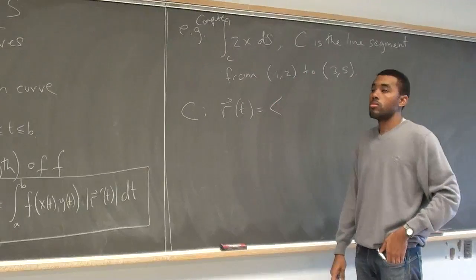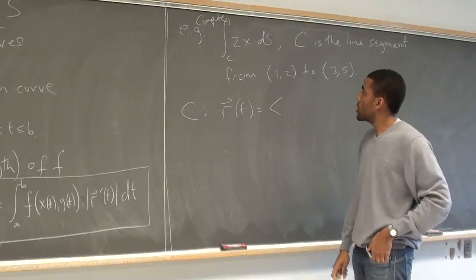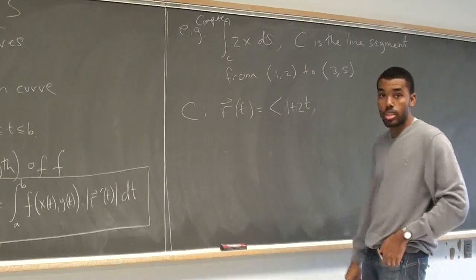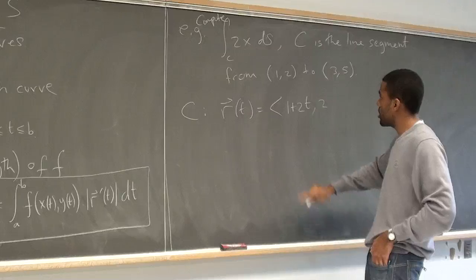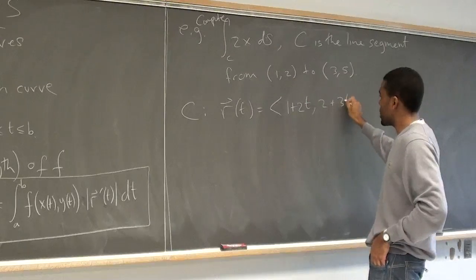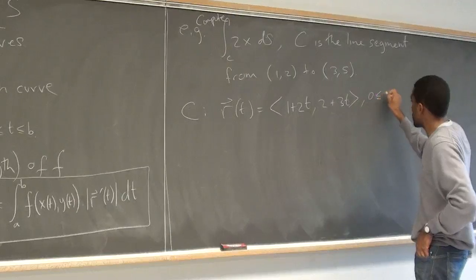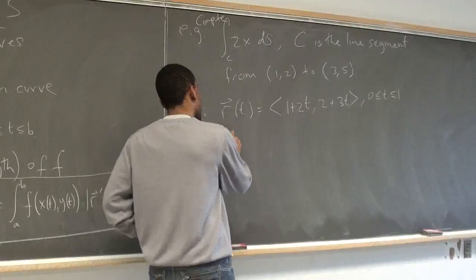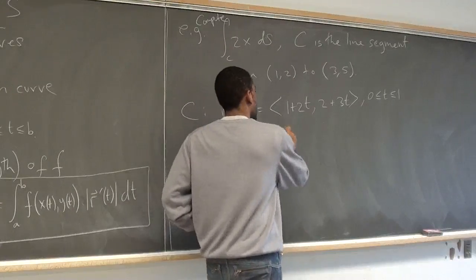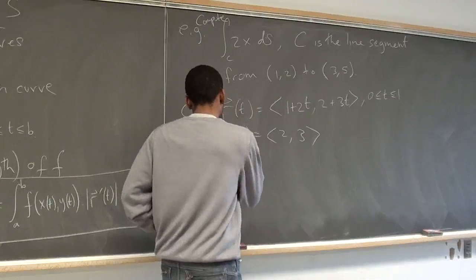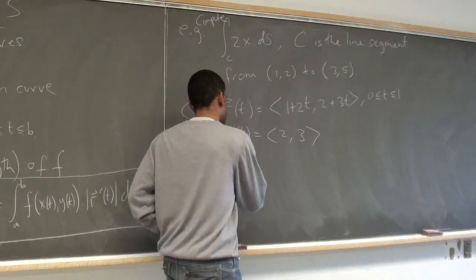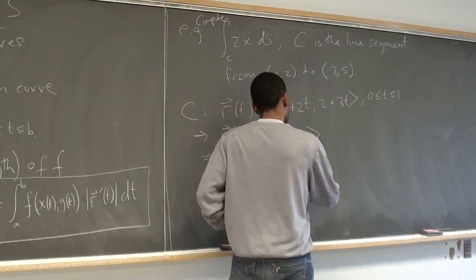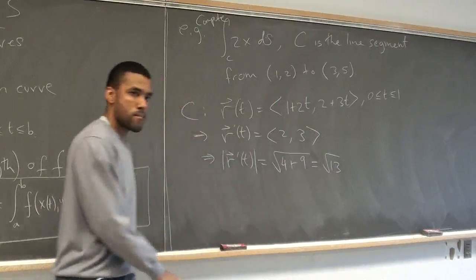x of t is equal to 1 plus 2t. So you start at the initial, figure out what you need to add to get to the final, put a t on. Then the y, same thing. You start at the initial, figure out what you have to add to get to the final, put a t on. And t goes from 0 to 1. That's how we parameterize line segments. This implies that r prime of t would be <2, 3>, which implies that the magnitude of r prime of t would be the radical of 4 plus 9.